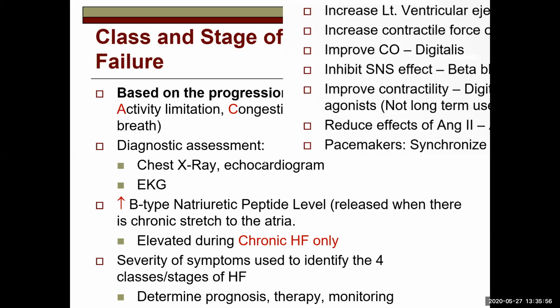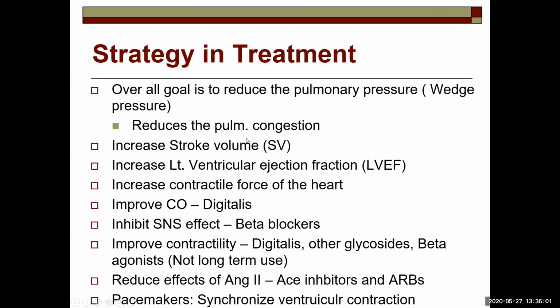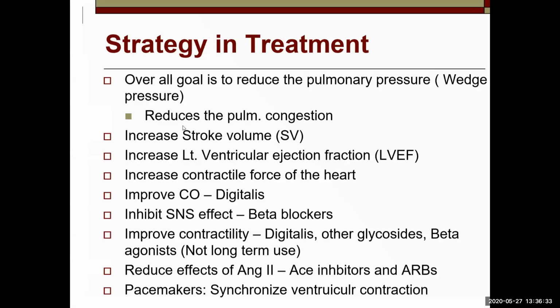So what do we do to treat you? Again, congestive heart failure, we talked about this last quarter when we talked about the heart. We need to increase the stroke volume, increase left ventricular ejection fraction, increase contractile forces. So we give you beta blockers, we give you digitalis, we give you ACE inhibitors, all that we discussed last quarter in order to increase the cardiac output eventually.